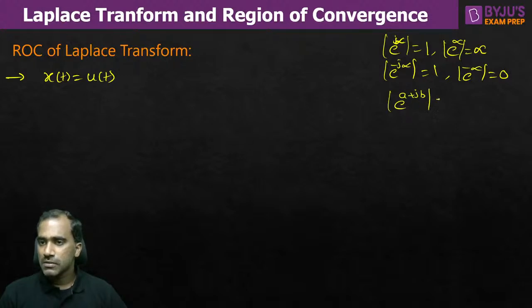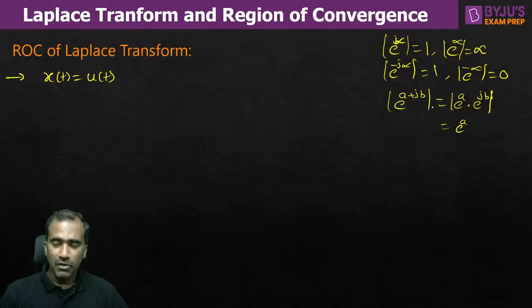So in e power a plus jb, if you take the modulus of this, what decides the modulus? We can write it as e power a into e power jb. The modulus of e power jb is 1, so it becomes only e power a. So when you take an exponential signal or number, what decides the magnitude is the real part of the power. Mind this, the real part of the power decides the magnitude. The imaginary part also has significance, but when you're calculating magnitude, only the real part has significance. I hope you're following. Right, now let us come back to the question.